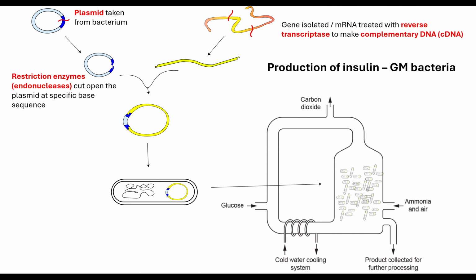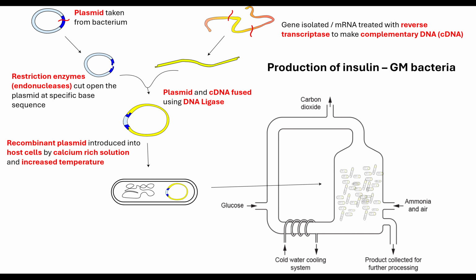And what that results in is these sticky ends where the complementary base pairs will come back together. Because remember, DNA is universal, the genetic code is universal, we can insert one gene into another organism by using DNA ligase. So we take the plasmid, we take the complementary DNA, and we can fuse them together using DNA ligase, forming those phosphodiester bonds. What do we then do? We take what's known as a recombinant plasmid. It's not the same as the original, so it's recombinant.